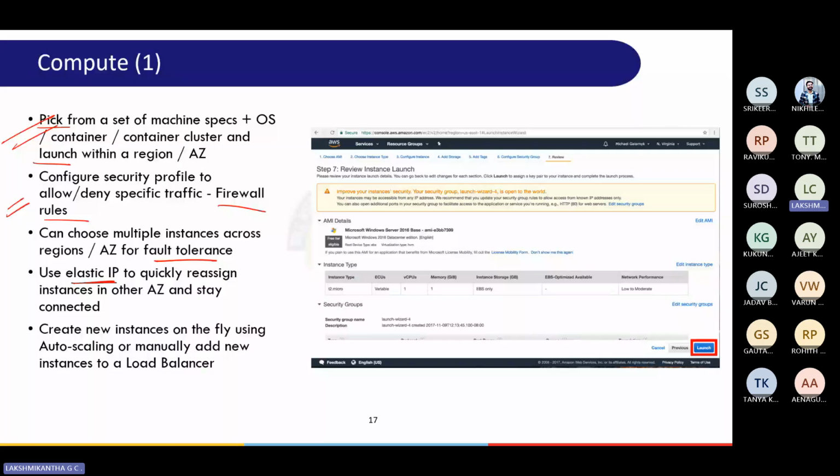And the last very, very important one is auto scaling. Guys, auto scaling for what? Handling fluctuating loads. You create new instances on the fly using auto scaling, or manually add new instances to the load balancer. So this is the traditional fully managed VM approach. Now we are looking at the next evolution of cloud compute, that is serverless.